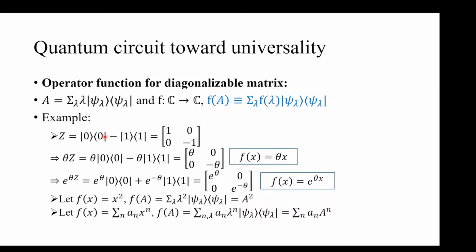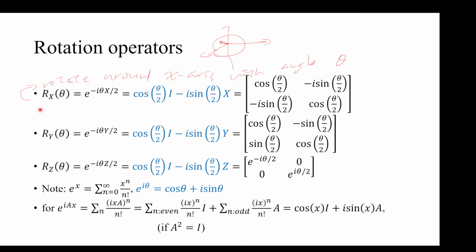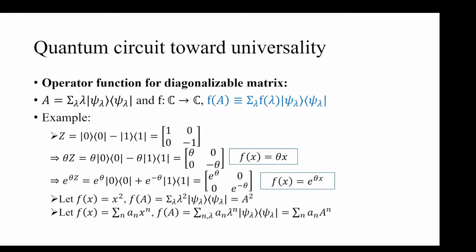Okay. So to start with, we define matrix function notation. Okay. So we define this operator function. Operator function for diagonalizable matrices. So basically, we want to do functions on those Pauli X, Y, Z. Okay. And anyway, so given any diagonalizable matrix, we define a function on matrices.